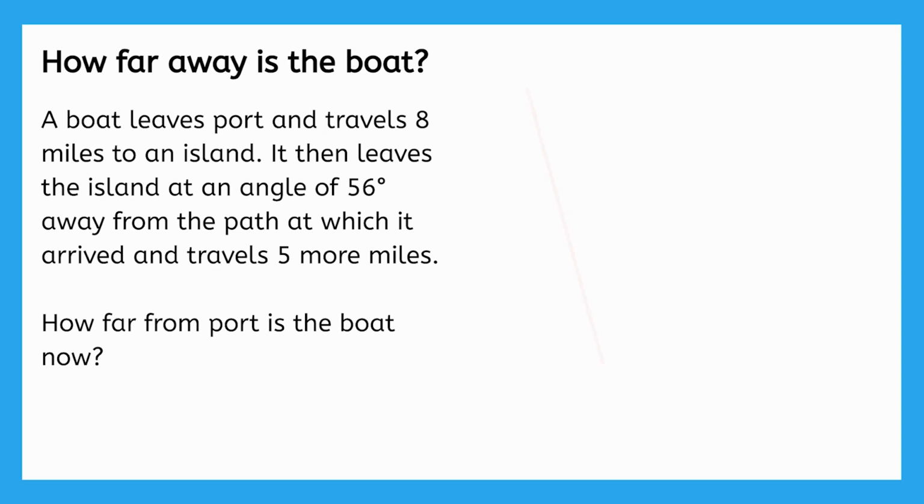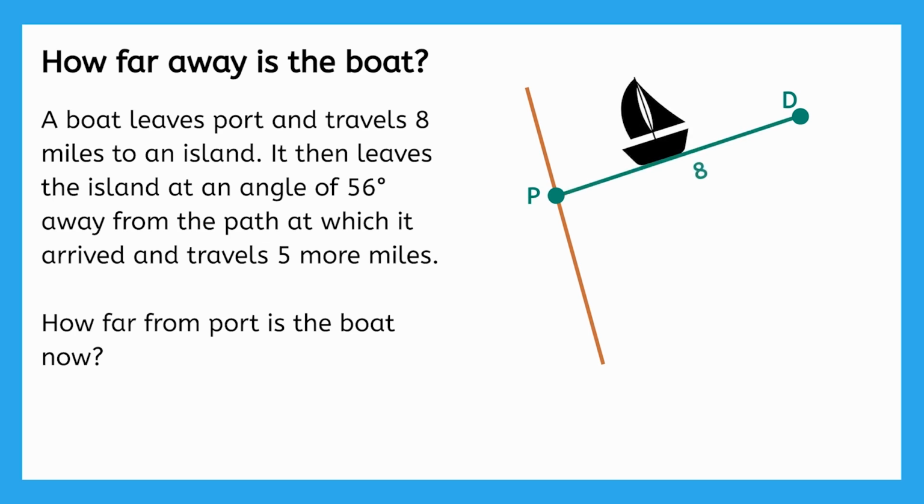Here's the shoreline with the port at point P and the island, which we'll call point D. The boat traveled 8 miles to get to the island. It then left the island at a 56-degree angle from the path at which it arrived and traveled 5 more miles. How far is the boat, point B, from the port?